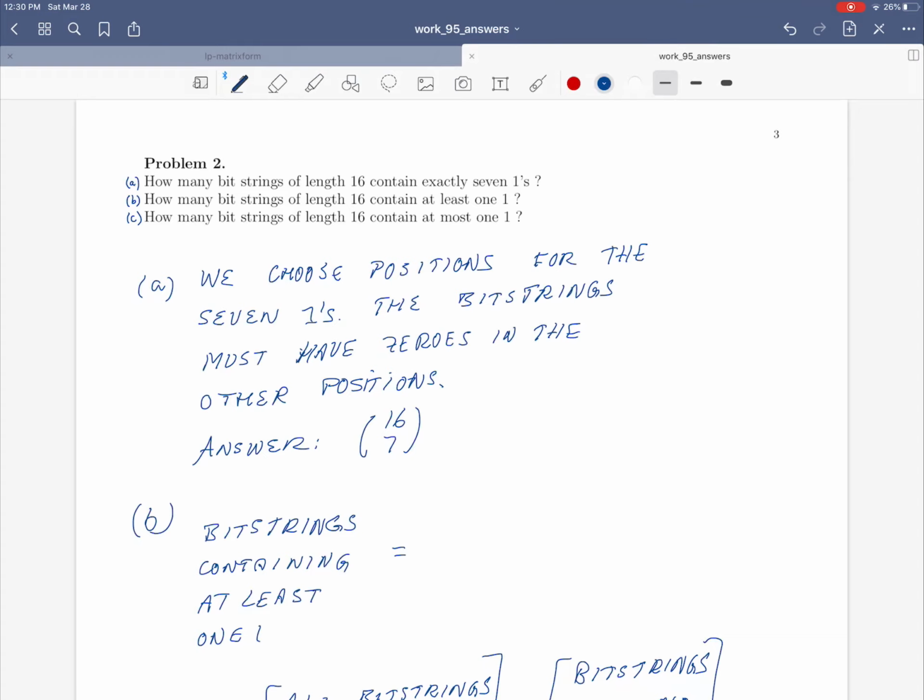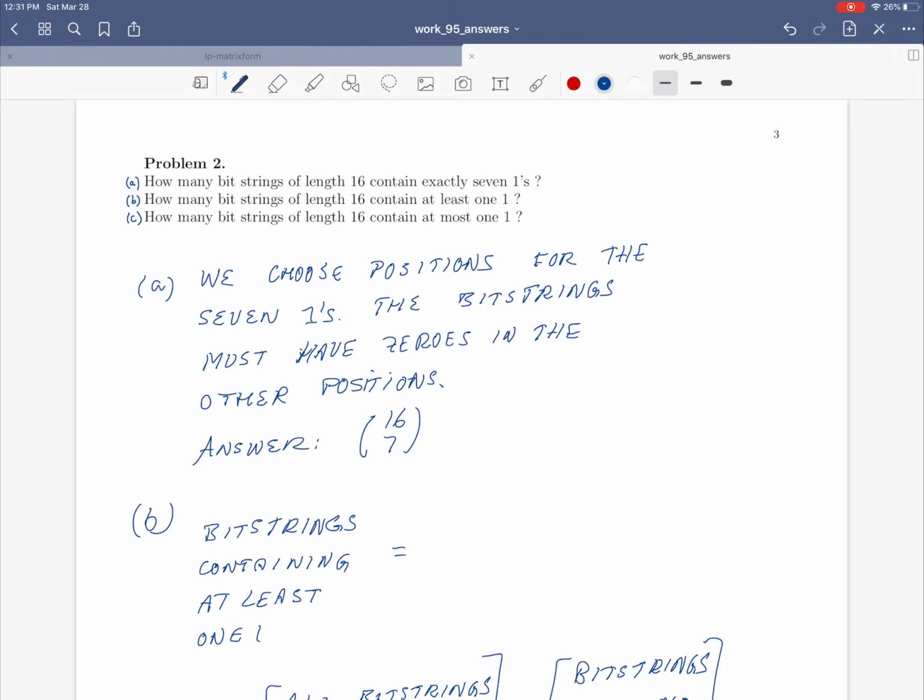So for part A, to count how many bit strings have exactly 7 ones, we choose the positions for the 7 ones. Once those positions are chosen, the rest of the digits are zeros. So out of 16 positions to choose 7, we have 16 choose 7 choices, and we can leave the answer as this number, 16 choose 7. We don't need to simplify.